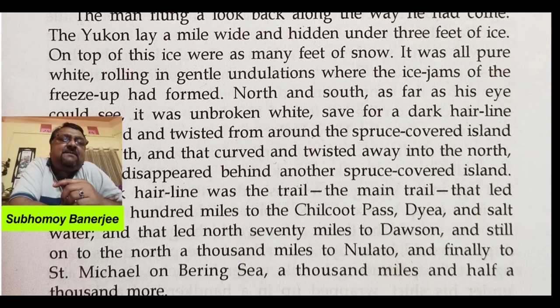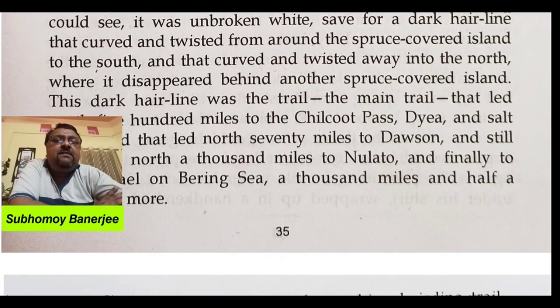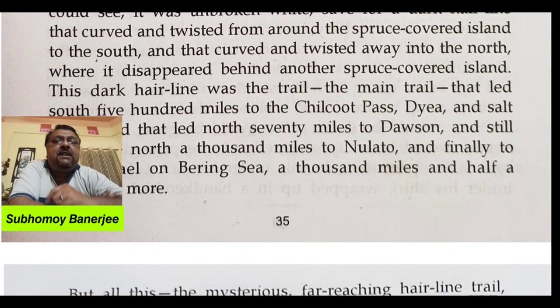North and south, as far as his eye could see, it was unbroken white save for a dark hairline that curved and twisted from around the spruce-covered island to the south, and that curved and twisted away into the north. So what is that hairline thing? Through the ice, that is the trail. That is the trail. So that is explained here after this, where it disappeared behind another spruce covered island.